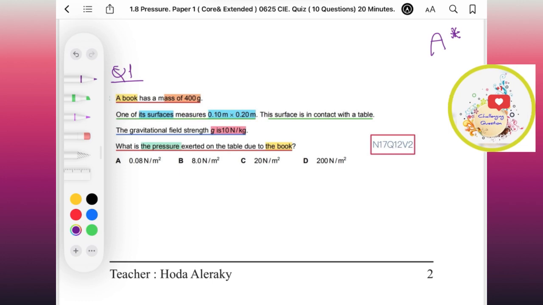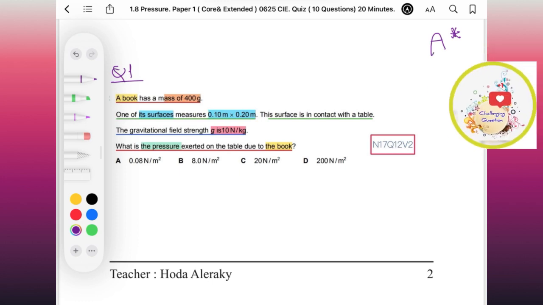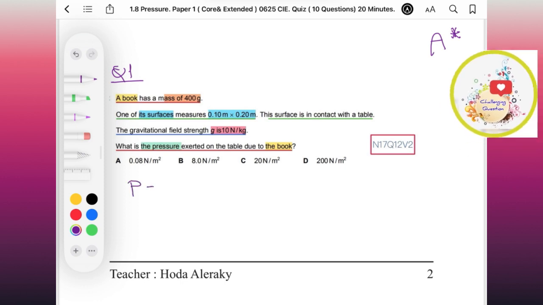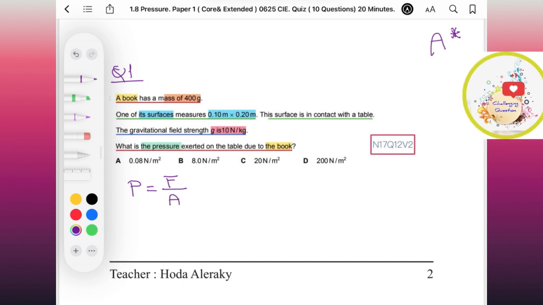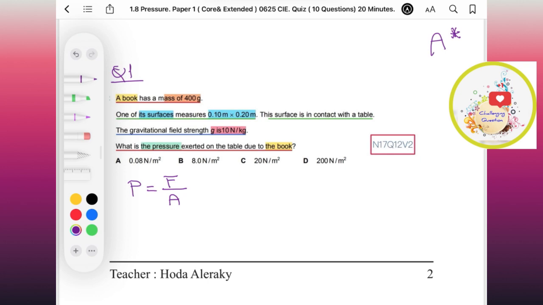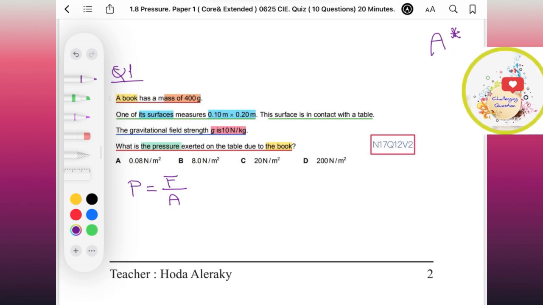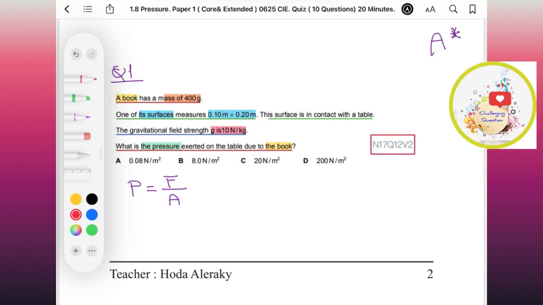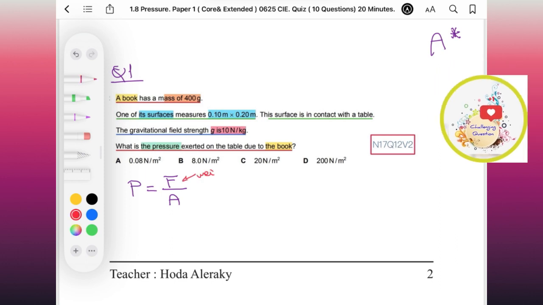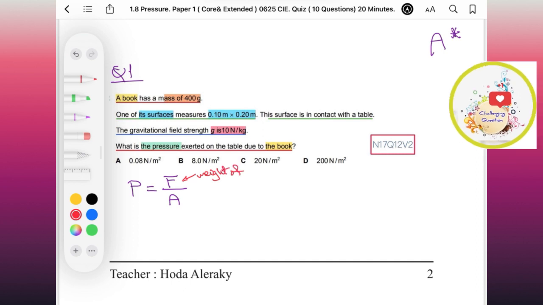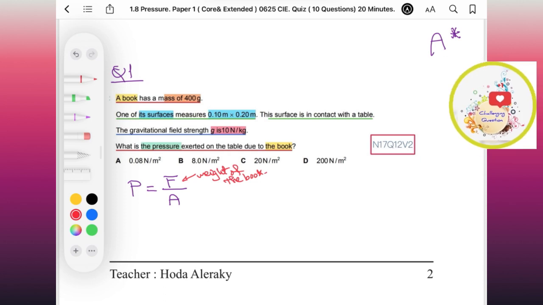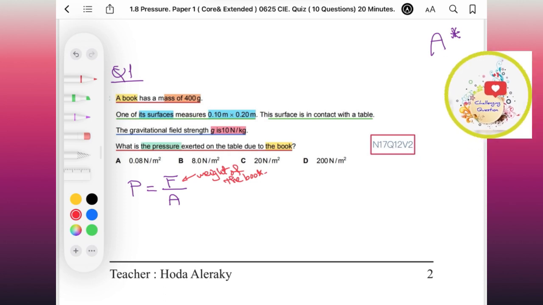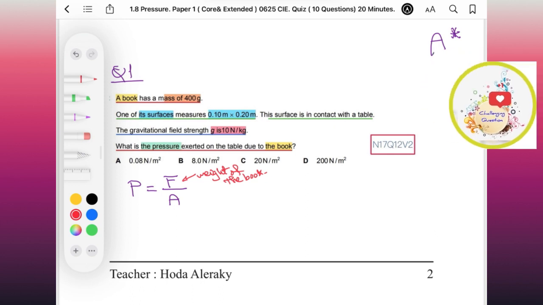Back to our equation, the equation we are using to calculate pressure. Pressure is equal to force divided by area of contact. The force here exerted on the area of contact is the weight of the book. That's why I consider it a challenging question. You have to calculate the weight of the book first.